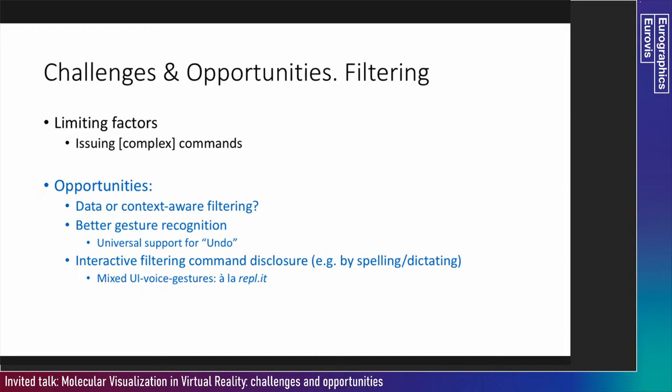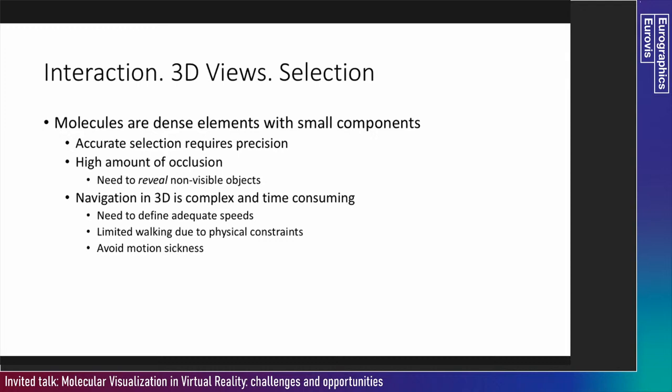So let's go to the selection. What's the problem with molecular models? Molecular models are typically dense elements with very small components, so accurate selection requires precision. And there is a lot of occlusion, so we need to reveal non-visible objects if you want to travel to a certain place of the molecule. Navigating in 3D is complex and time-consuming, and we also need to find adequate speeds to avoid making the user get sick.